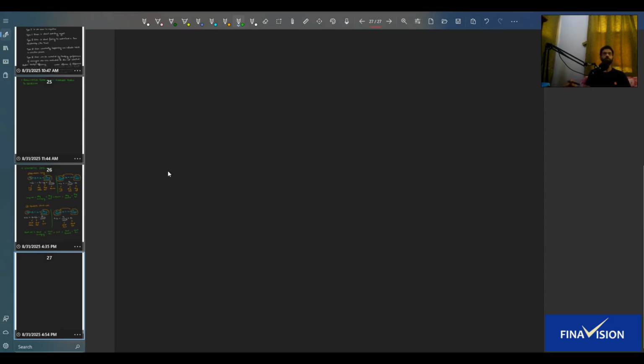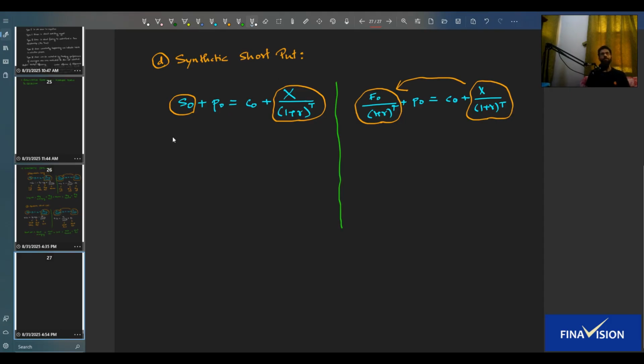Now the fourth position that we are going to create is the short put, synthetic short put. So let's do that. Short put means there is a cash inflow of the put premium, which means plus P0. Plus P0 is equal to minus S0 plus C0 plus the present value of the strike. This we can again interpret: there is a cash outflow due to the underlying, which means buy the stock or buy the underlying, sell the call, and borrow, right? Borrow means there is a cash inflow, right?